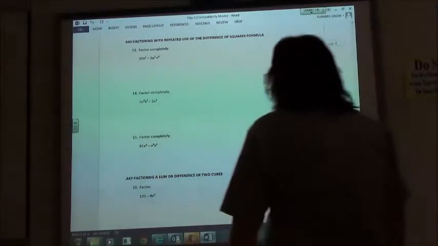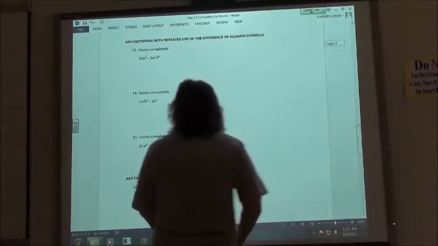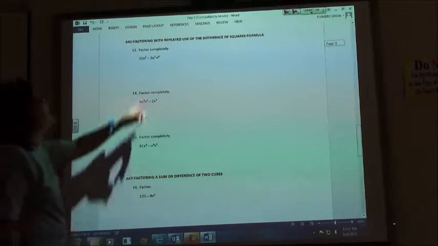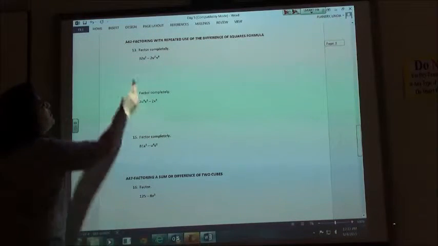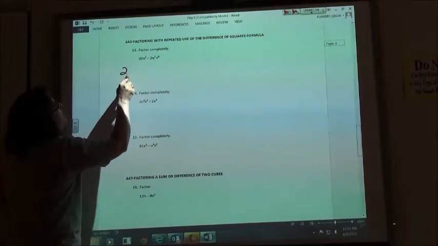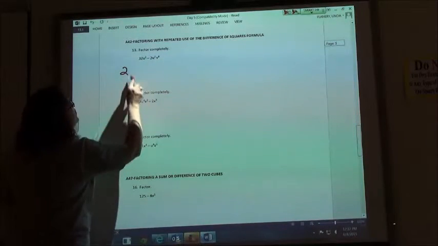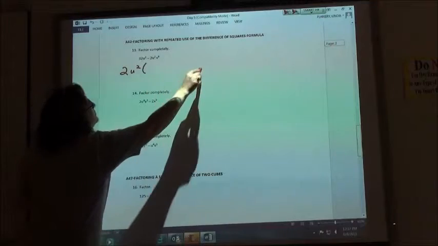Factoring completely with the repeated use of the difference of squares formula. Again, it tells me to factor completely, which tells me I'm going to take out a greatest common factor first. This time I should be left with the difference of squares, which I'm going to end up factoring twice by the time I'm done. But if we start here with our greatest common factor, 32 and 2 are both divisible by 2, and they both have a u squared that I can take out.